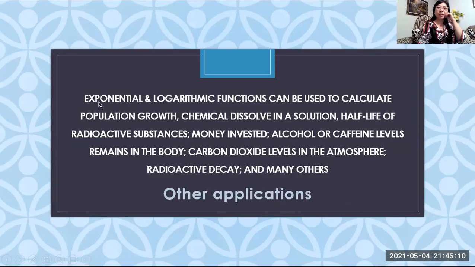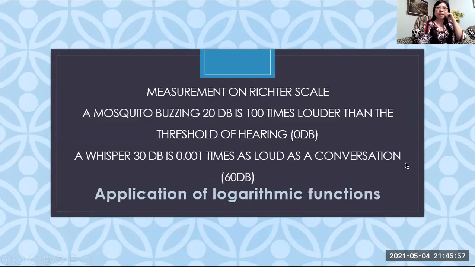Next slide, we talk about how exponential and logarithmic functions can be used to calculate population growth, chemicals dissolved in a solution, half-life of radioactive substances, money invested, alcohol and caffeine levels remaining in the body, carbon dioxide levels in the atmosphere, or radioactive decay, and many others useful in real life problems. So that is about the application of these two functions. So let's check the next slide.